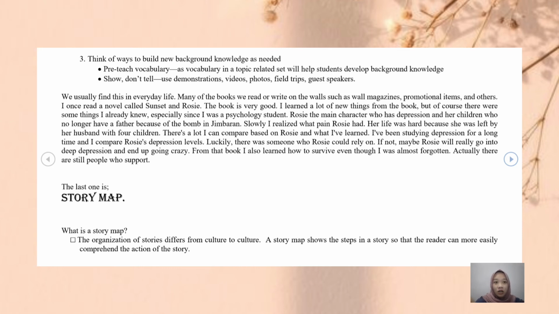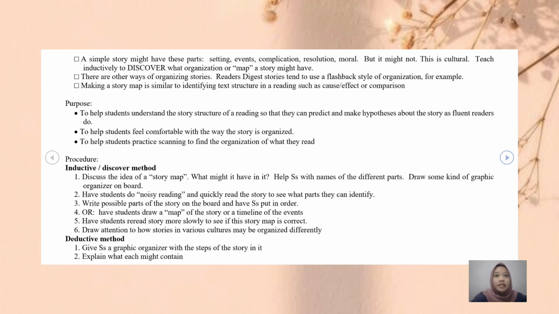The last one is story map. What is a story map? The organization of a story differs from culture to culture. A story map shows the steps in a story so that the reader can more easily comprehend the action of the story. A simple story might have these parts: setting, events, complication, resolution, and moral. But it might not. This is cultural.